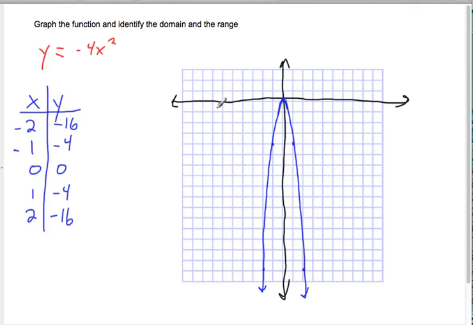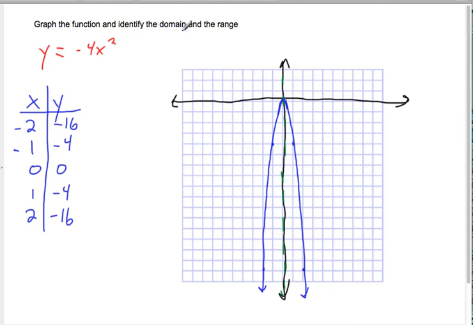Alright, so there's our graph. I don't expect it to be perfect when you're making it, but I do expect to see a curve and 5 points. As you can see, our axis of symmetry is right down the middle. So if we wanted to show it, we would show a dotted line, and we could label the axis of symmetry. The vertex here is at 0, 0.